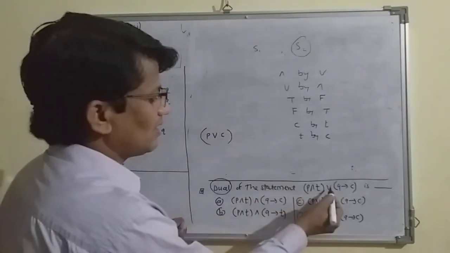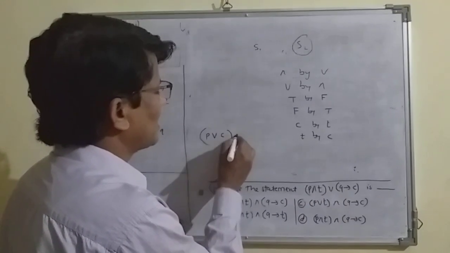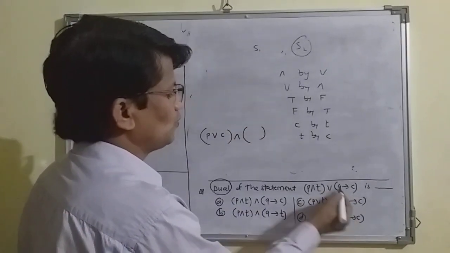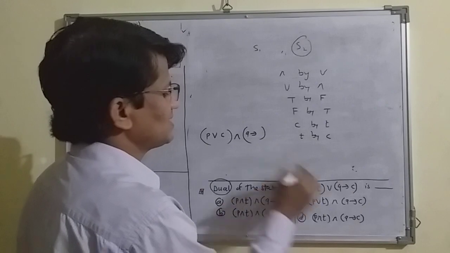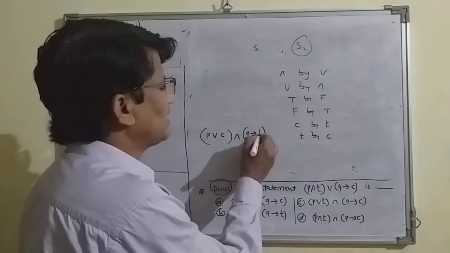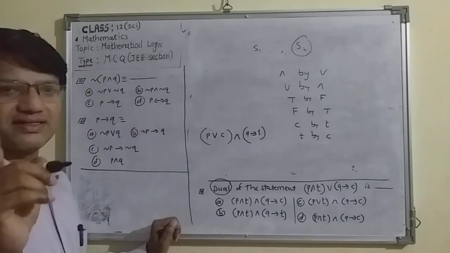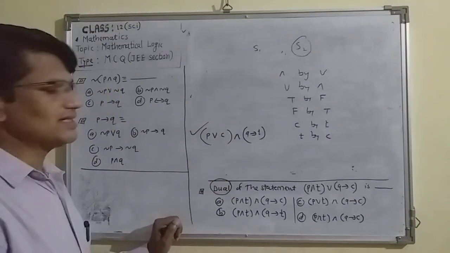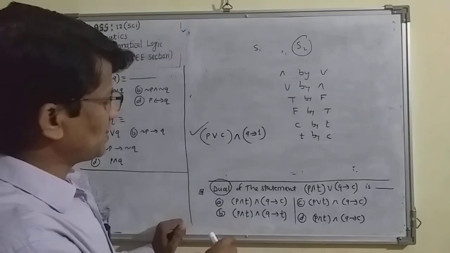Here or replaced by and. In the second bracket, Q as it is, implies as it is, C. C is a contradiction and contradiction replaced by T. This is our final answer. Now let us check in which option this answer is.